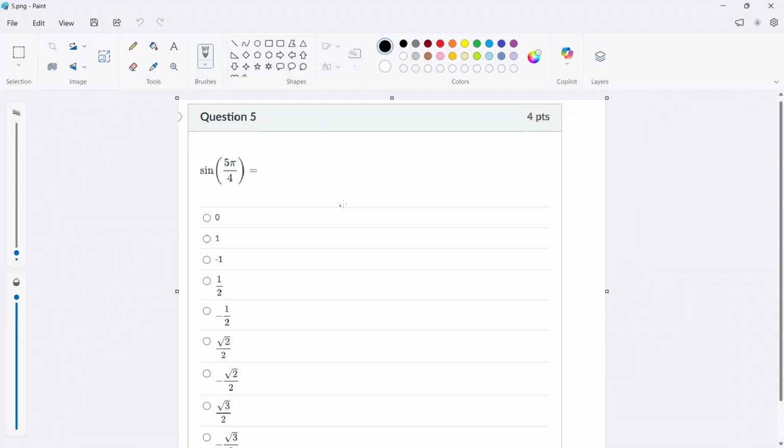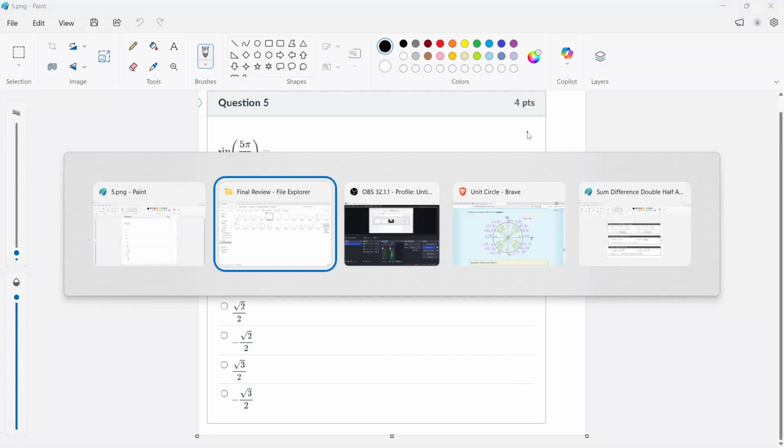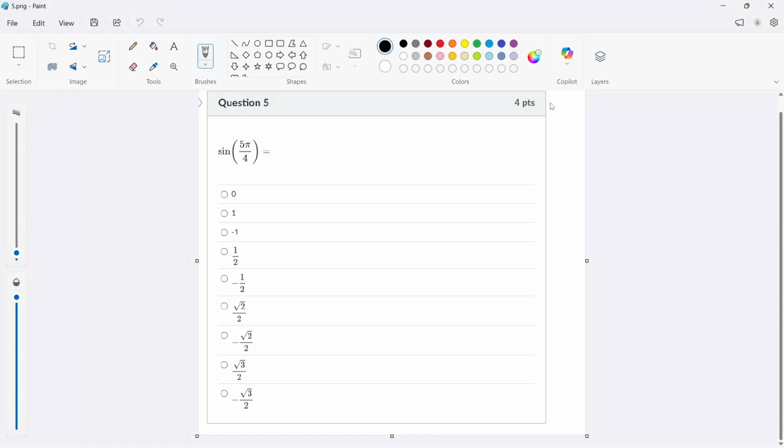Question 5. I think I'll do the first 10. Sine 5 pi over 4. Well, you may know your unit circle. Sine of 5 pi over 4 is negative square root of 2 over 2. Or you can say 5 pi over 4 is, what is 180? 180 is pi. So 4 pi over 4 is 180. So 5 pi over 4 minus 4 pi over 4 is pi over 4.